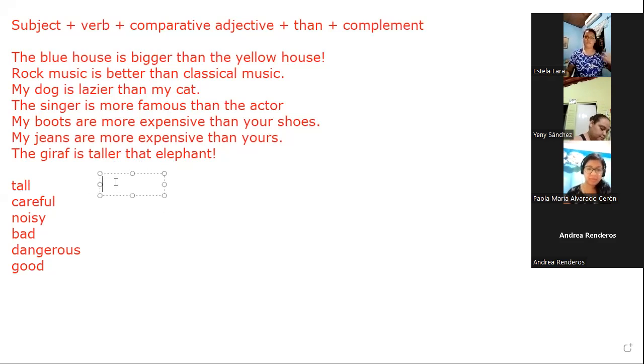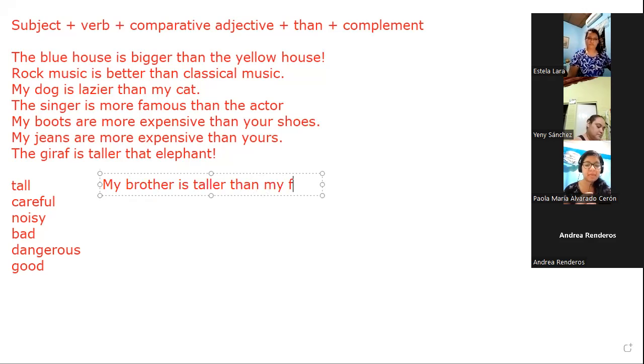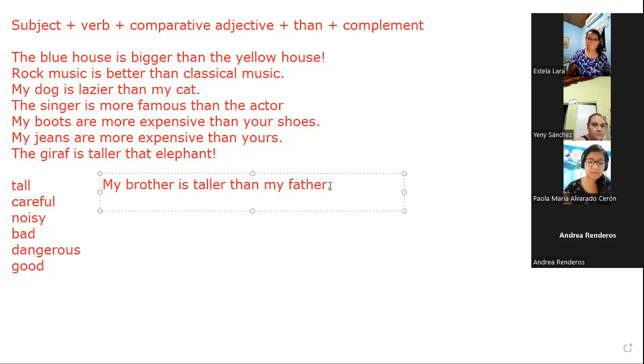Okay, can you give me the one for tall? ¿Me puede dar la primera, por favor? My little brother is taller than my father. My grandfather, dijo. My little brother is taller than my father. Yes, my brother is taller than my father. Okay.